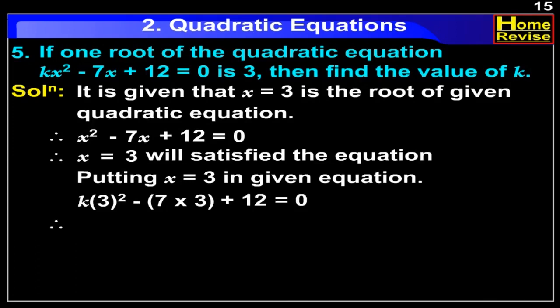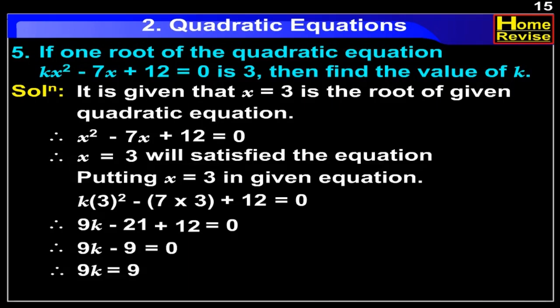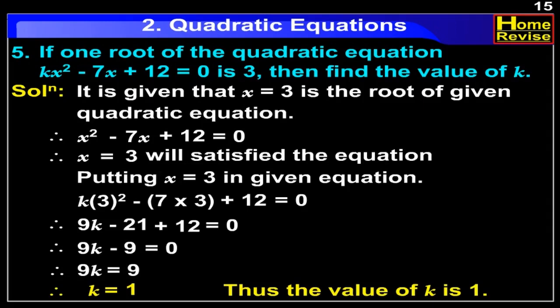Therefore, 9k minus 21 plus 12 is equal to 0. 9k minus 9 is equal to 0. Therefore, 9k is equal to 9. Therefore, k is equal to 1. Thus, the value of k is 1.